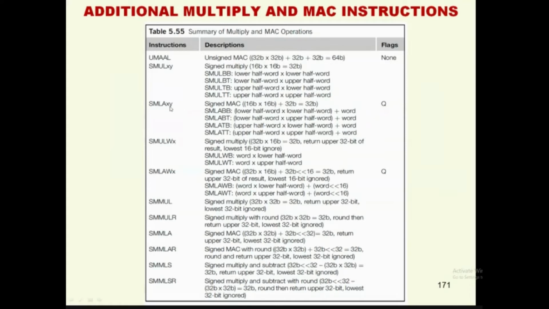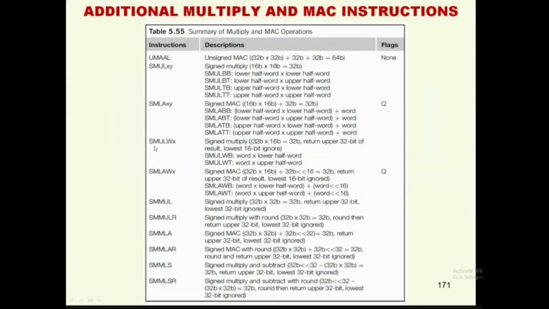And multiply and accumulate, as usual. In signed MAC, two 16-bit numbers are multiplied and added with a 32-bit sum, and the result is also 32-bit. Here is signed multiply, lower half word, and signed multiply accumulate, lower half word and upper half word, then upper half word and lower half word, and upper half word and upper half word, something like this.